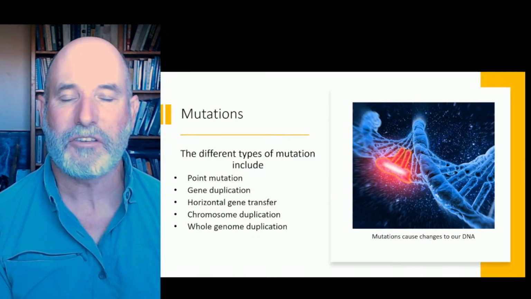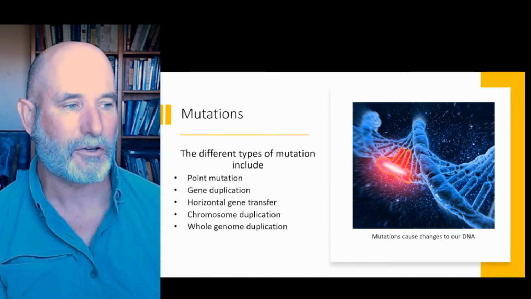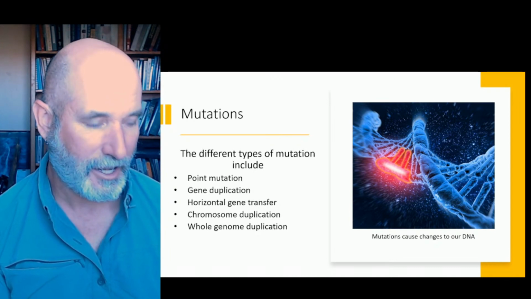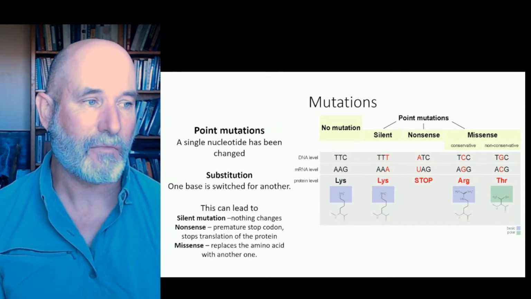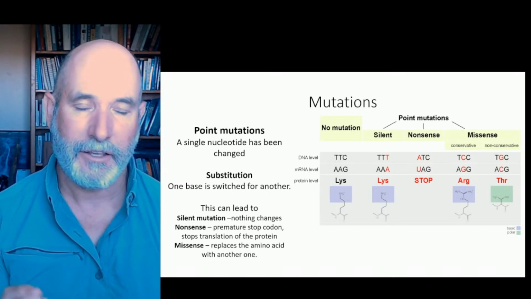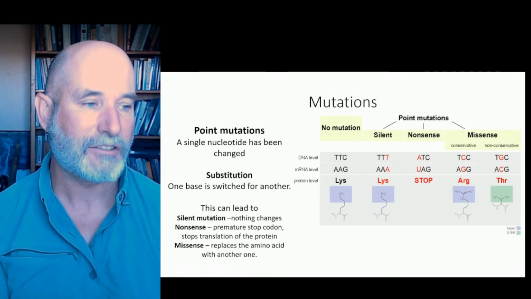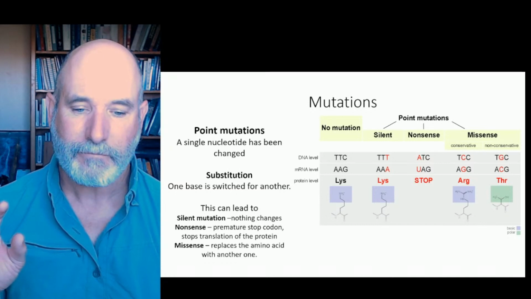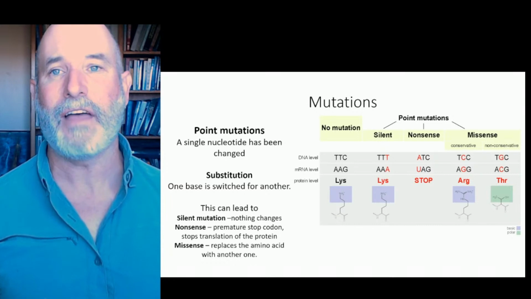There are different types of mutations, from point mutation to gene duplication to horizontal gene transfer, chromosome duplication, and even whole genome duplication. Okay, point mutations are actually important. A single nucleotide has been changed. An A gets switched to a T. These can be silent mutations, they can be nonsense or missense mutations. And in fact, we've often thought that a lot of the mutations that were silent don't really have any effect. And it turns out that's not the case.